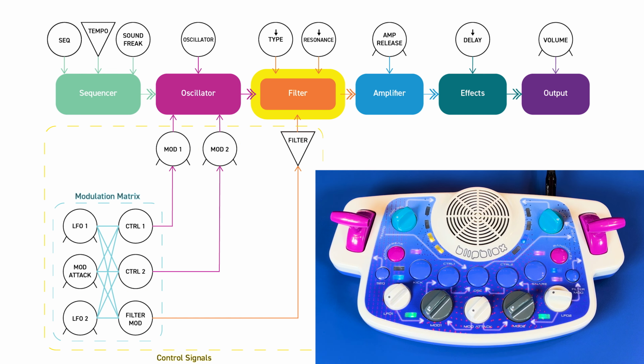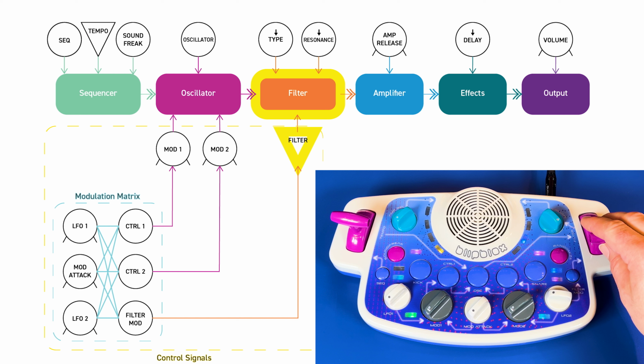Next, the sound goes into the filter. As you can see, there's 3 controls on the filter. At the bottom there, you see the cutoff frequency. This controls which frequency of sound that the filter is going to pass through and which is going to eliminate.